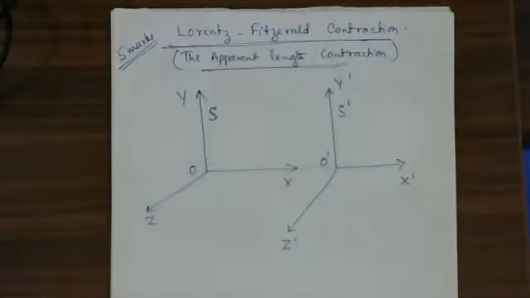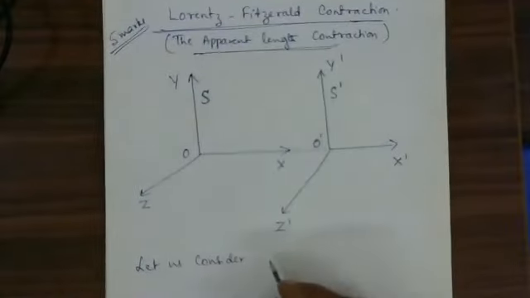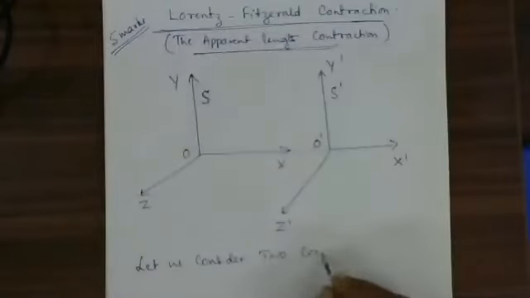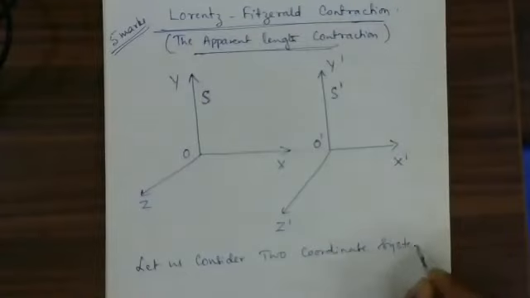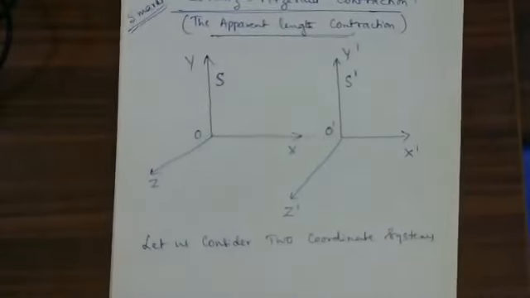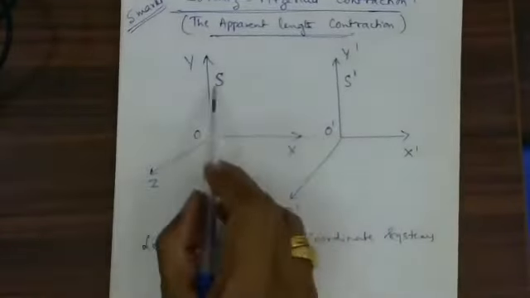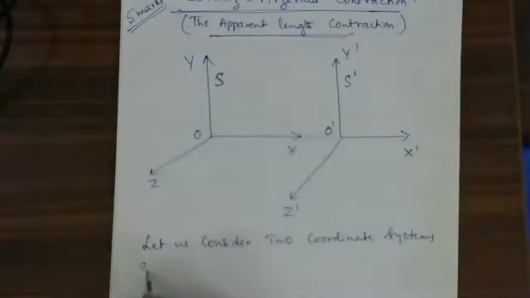Okay. So whatever I have considered so far, I will write one or two lines so that you can understand it. Let us consider, points only I will write. Let us consider 2 coordinate systems. Which are the 2 coordinate systems? S and S dash.